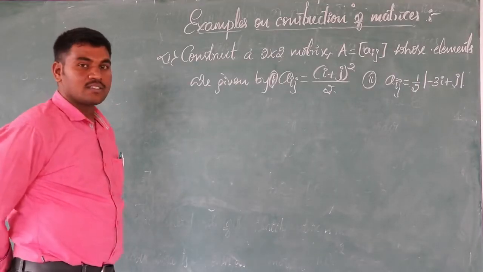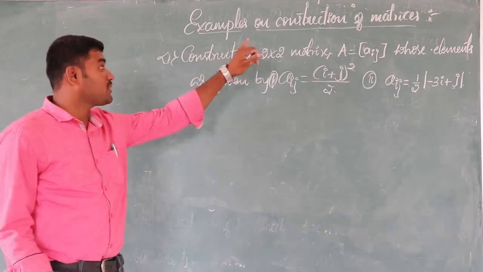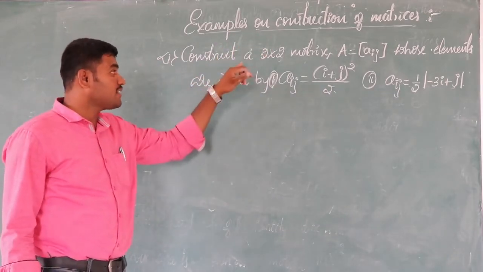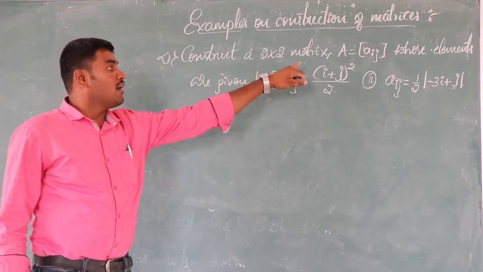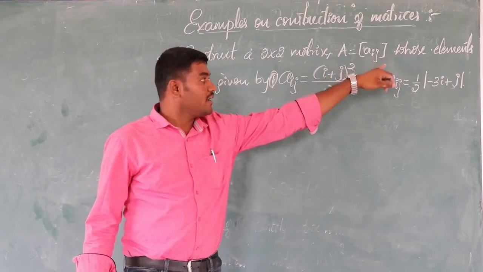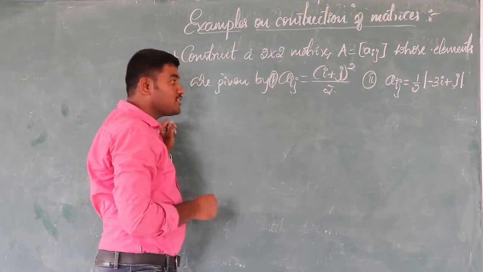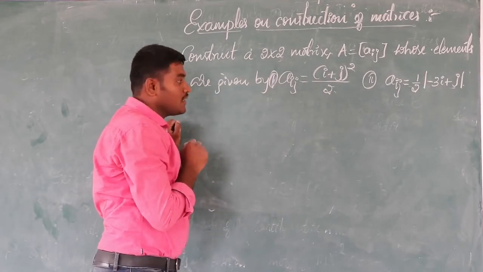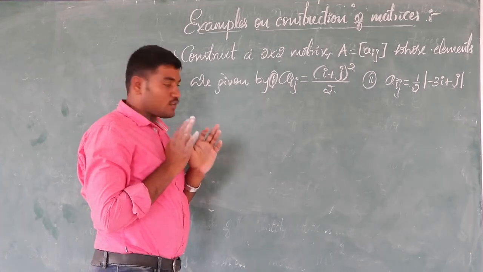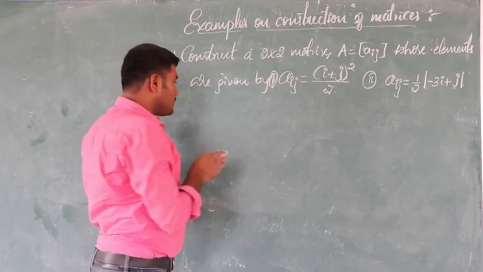So now in this video we are going to discuss some examples on the construction of matrices. The first example is: construct a 2 by 2 matrix A = [aij], whose elements are given by aij = (i + j)² / 2. So we have to find the 2 by 2 matrix.